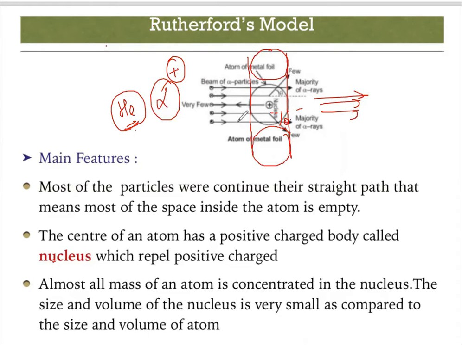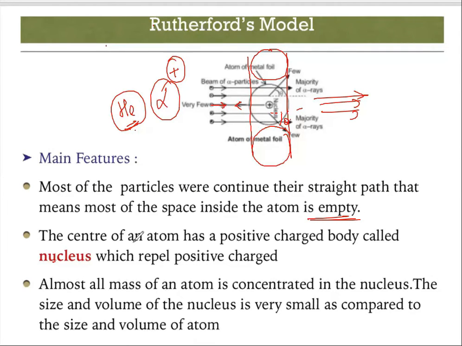Now you see some of the particles, a few particles, are coming here and turning back with an angle of 180 degrees. I think this point is clear to you. So this is the observation, and the main features: most of the particles continue their straight path. That means most of the atom is empty. What is the meaning? The maximum percentage of alpha particles are penetrating. The meaning is there is empty space present inside the atom.